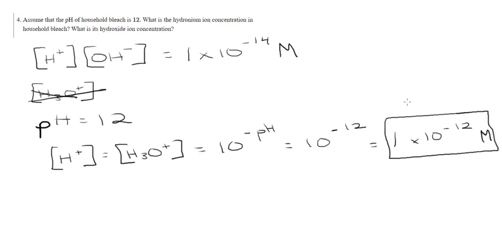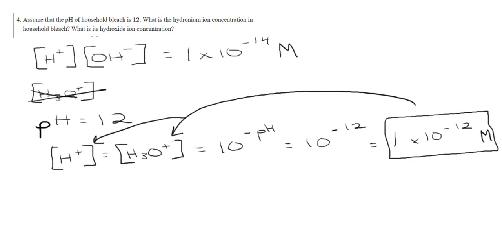So that's the concentration of the hydronium ion. And if you want to just keep it simple, you can always just say that it's the concentration of the hydroxide. I'm sorry, it's the concentration of the hydrogen ion. Same thing. Okay, so the next part of the question is, what is the hydroxide ion concentration?